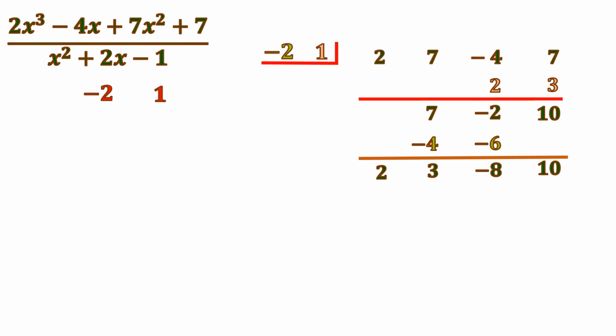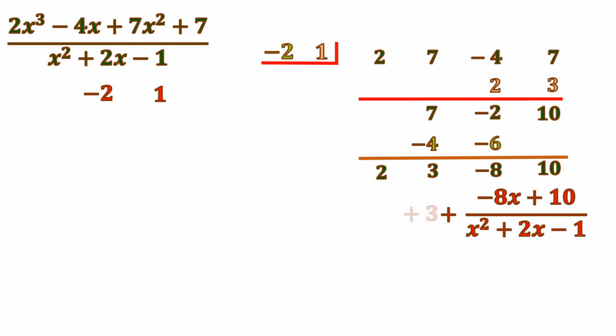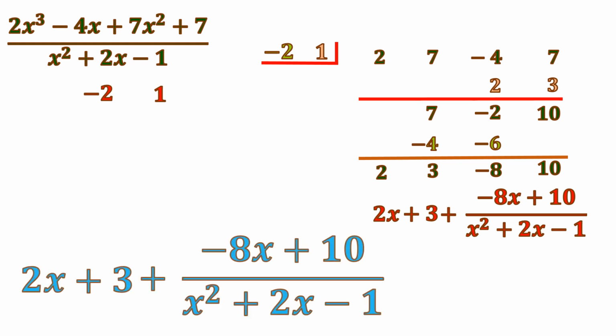So now let us transform this into a polynomial, starting from right going to left. Starting from the remainder, we have negative 8x plus 10 over the divisor x squared plus 2x minus 1. Then the 3, so we're going to start with no variable, just a constant. Then next we'll have a variable, which is x, so positive 2x. So that means the quotient, or the final answer, is 2x plus 3 plus negative 8x plus 10 all over x squared plus 2x minus 1, which is the same as using the long division.